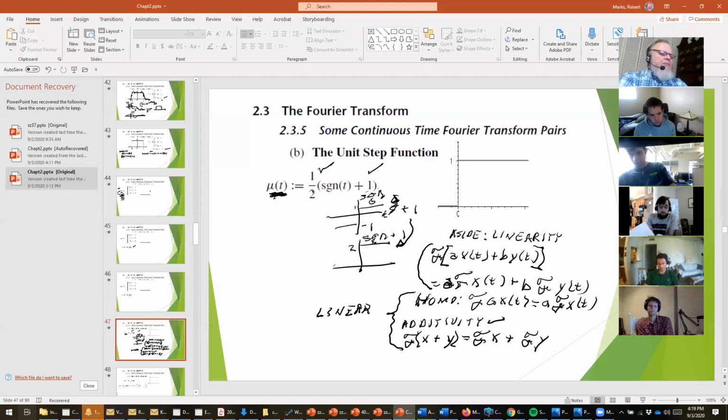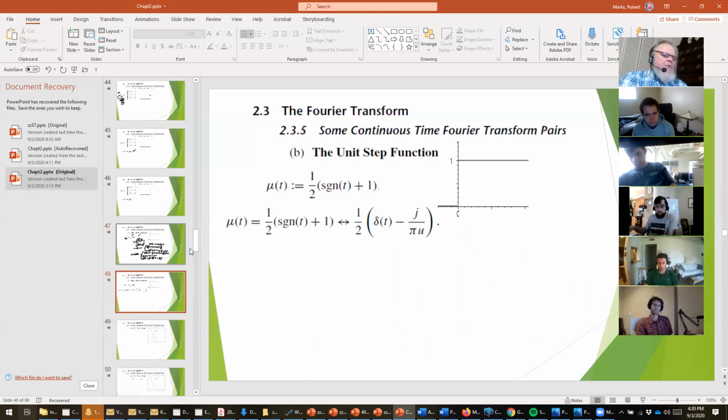So what does that mean in our case? It means that we can take 1/2 times the Fourier transform of signum of t plus the Fourier transform of 1, and we can get the Fourier transform of the unit step. And that's what we're going to do here. The unit step is equal to 1/2 times the Fourier transform of 1. Well, the Fourier transform of 1 is delta. We know that because we have already shown that delta of t has a Fourier transform of 1. So by duality, 1 has a Fourier transform of delta of u. Guess what? You see the typo here? I have a typo. This should be delta of u, shouldn't it?